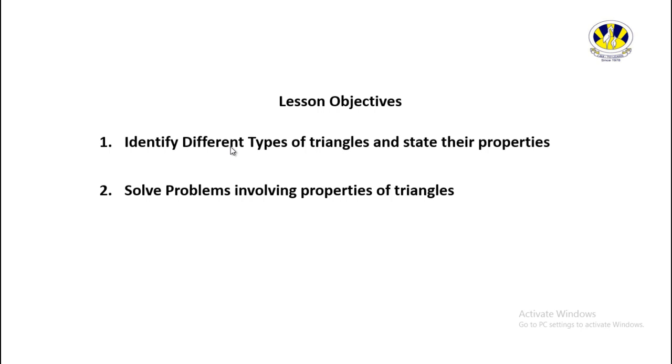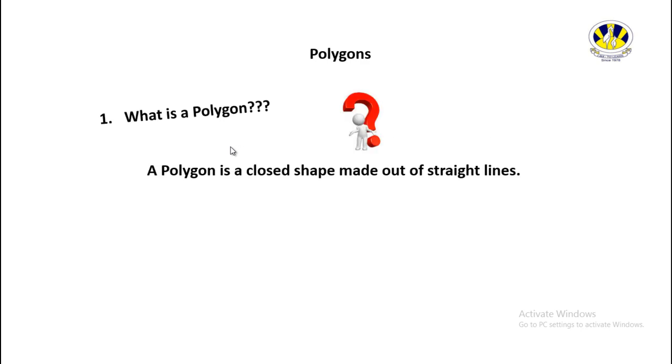In the real world, we come across different types of shapes, out of which we see polygons. What is a polygon? A polygon is a shape made out of straight lines, and at the same time, a polygon is a closed shape. That means all the straight lines are connected to each other. Let's see what are the polygons that we have seen so far.